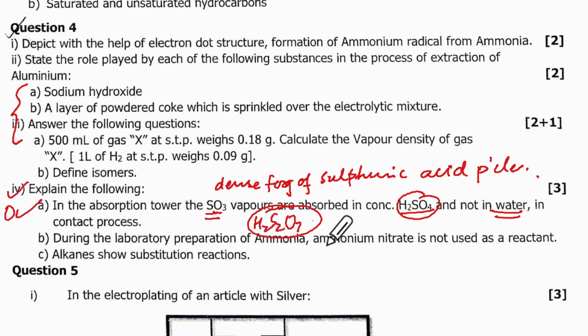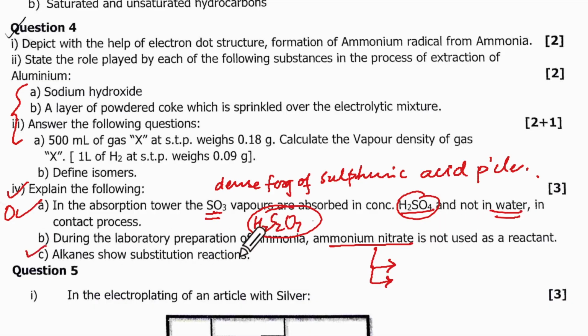During laboratory preparation, ammonium nitrate is not used. It is explosive in nature and it can decompose. So there are 2 points over there. Number 1, explosive, and it can decompose, so it will not be useful.